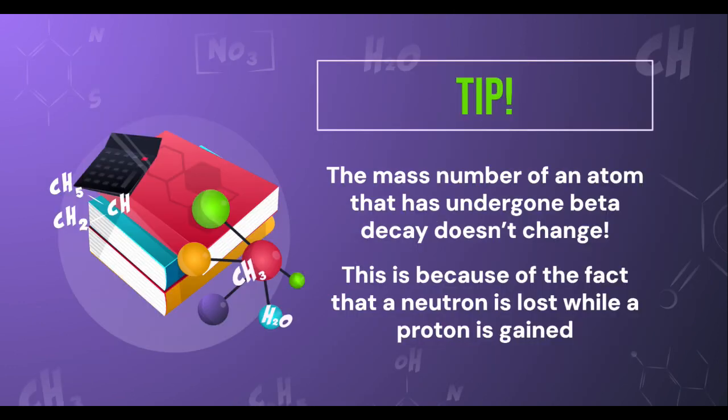Here's a tip. Remember that the mass number of an atom that undergoes beta decay doesn't change. Yes, it's true that a neutron has been lost, which you would think would lower the mass number by 1, but you've gained a proton, and so the total number of particles in the nucleus is exactly the same.